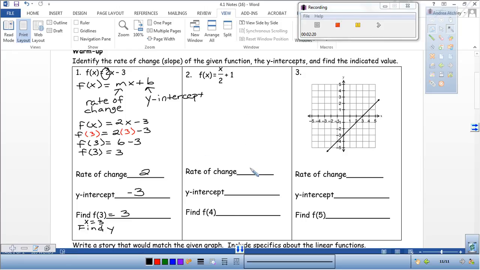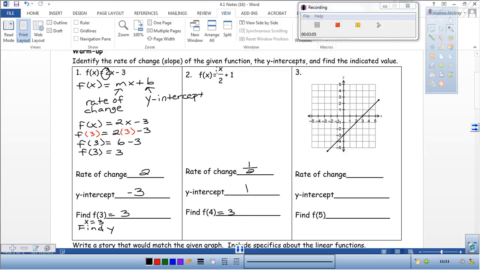Okay, let's apply the same things to row number 2. Does anyone think I have the right rate of change for number 2? Yep. Very good. The rate of change is 1/2, because x over 2 is like a 1 in front, so it's 1 over 2, which is 1/2. Can we tell what the y-intercept is here then? What is it, class? 1. There we go. And then we're going to get f of 4. 3? Do you agree, class? Yes. Okay, f of 4 equals 3. Any questions over that? We're all good?